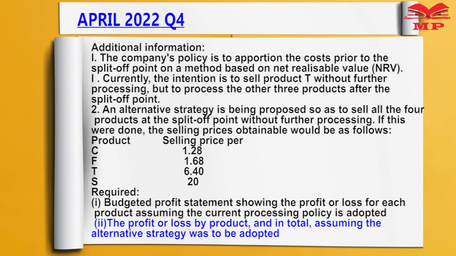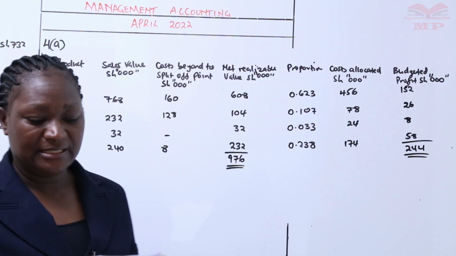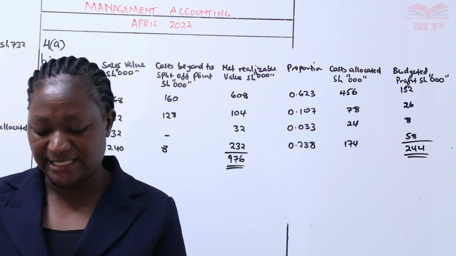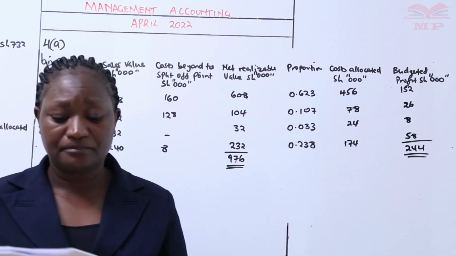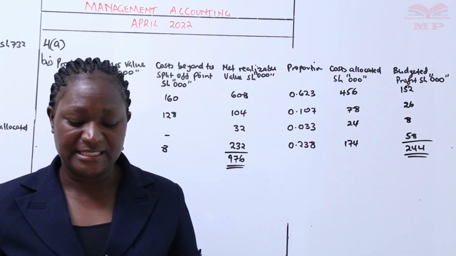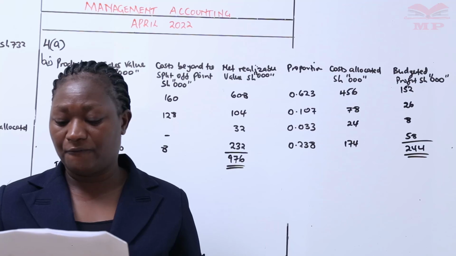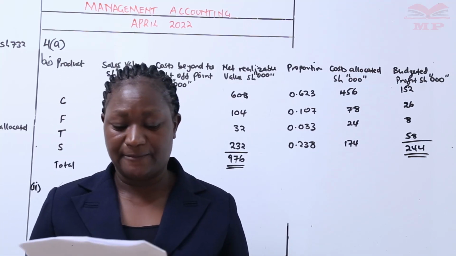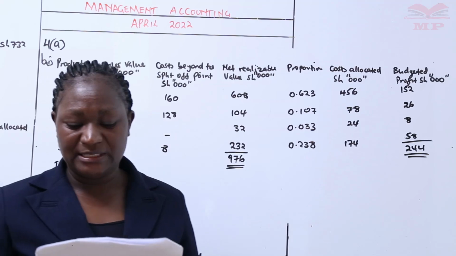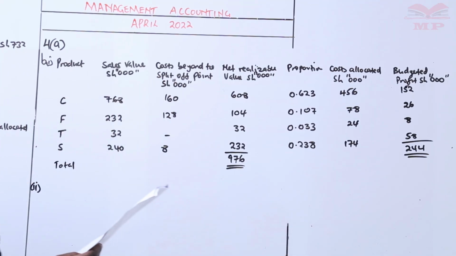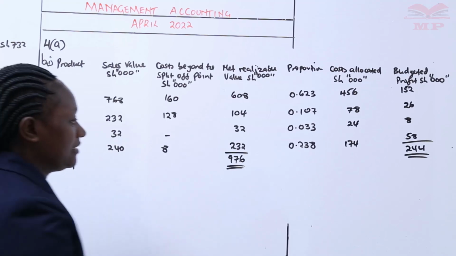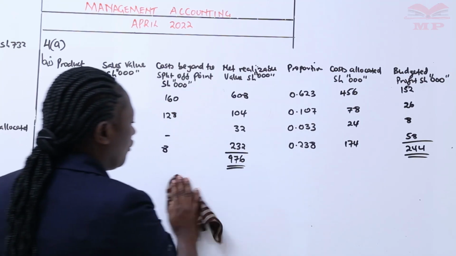In Roman 2, we are told to find the profit or loss by product, and in total, assuming the alternative strategy was adopted. What was the alternative strategy? Look at note number 3. It is written 2, but should be note number 3. We are told that an alternative strategy is being proposed so as to sell all the 4 products at split off point without further processing. If this were done, the same prices obtainable will be as follows. They will be given the same prices for the products if we are to go with that strategy.